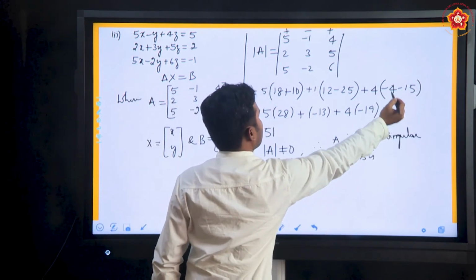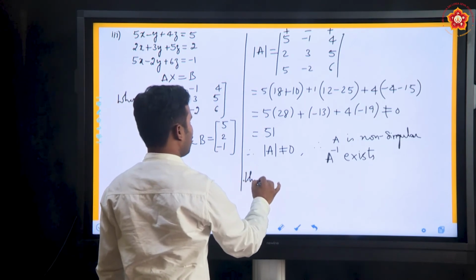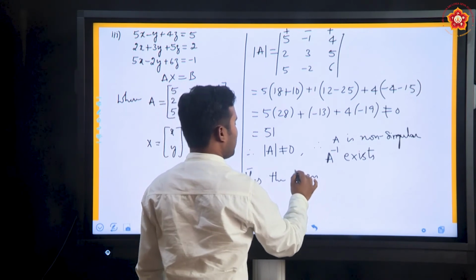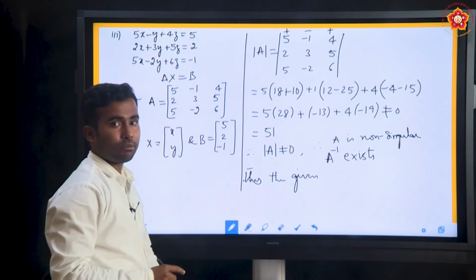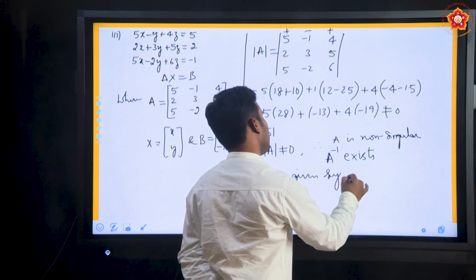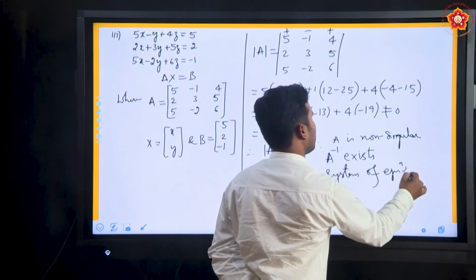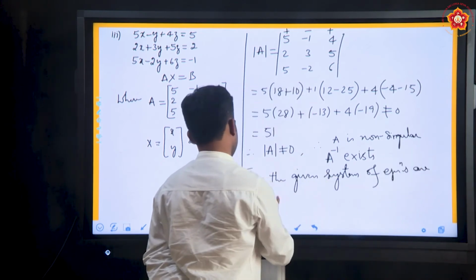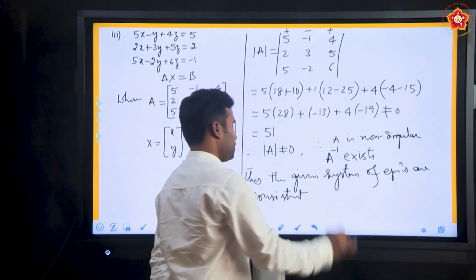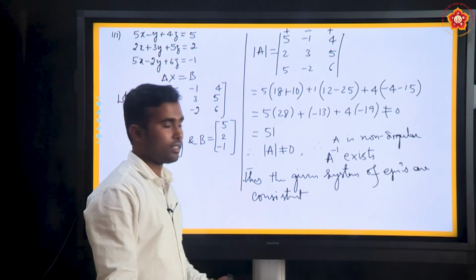Okay. So, now what is that conclusion we can say? Therefore, thus the given, so solution exists because determinant A is not equal to 0. Therefore, the given system of equations are consistent. So, this is how we can examine whether the system of equations are consistent or inconsistent.